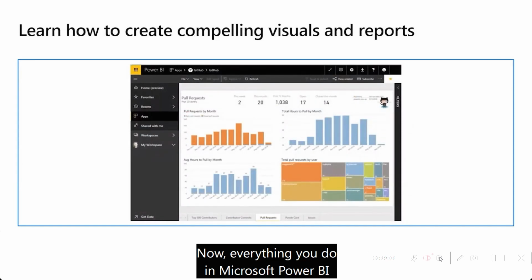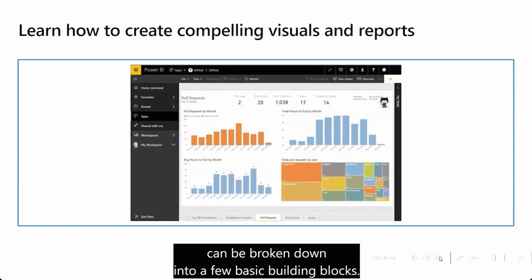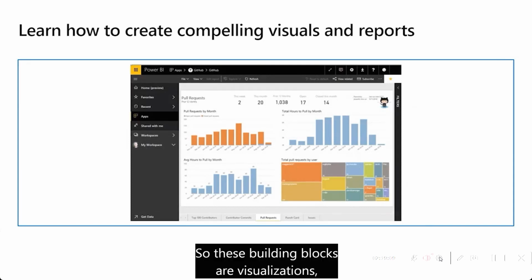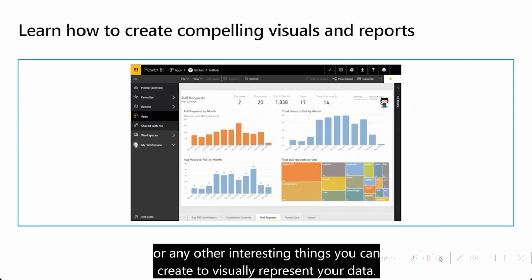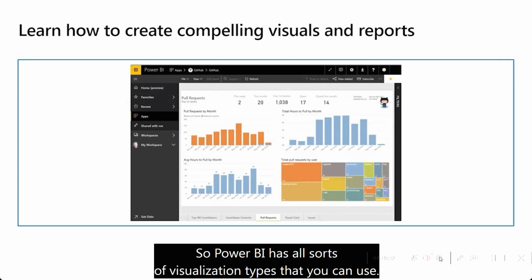Now, everything you do in Microsoft Power BI can be broken down into a few basic building blocks. These building blocks are visualizations, data sets, reports, dashboards, and tiles. A visualization, also called a visual, is a visual representation of data, like a chart, or a color-coded map, or any other interesting things that you can create to visually represent your data. Power BI has all sorts of visualization types that you can use.